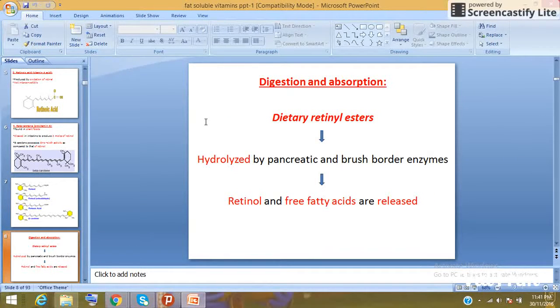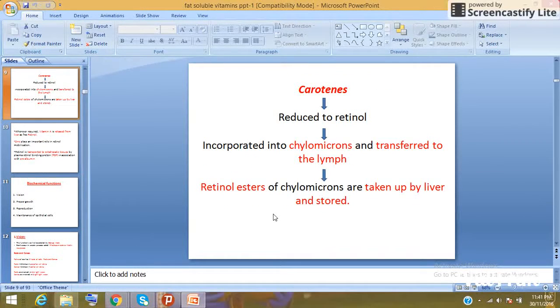Digestion and absorption. Retinyl esters get hydrolyzed by pancreatic and brush border enzymes, and retinol and free fatty acids are released. Carotenes are reduced to retinol and incorporated into chylomicrons. As you know, the body cannot absorb fat directly, so it gets into chylomicrons. The proteins surround the fat globule, and it enters the body. It will be absorbed and again forms triglyceride once it is absorbed in the small intestine.